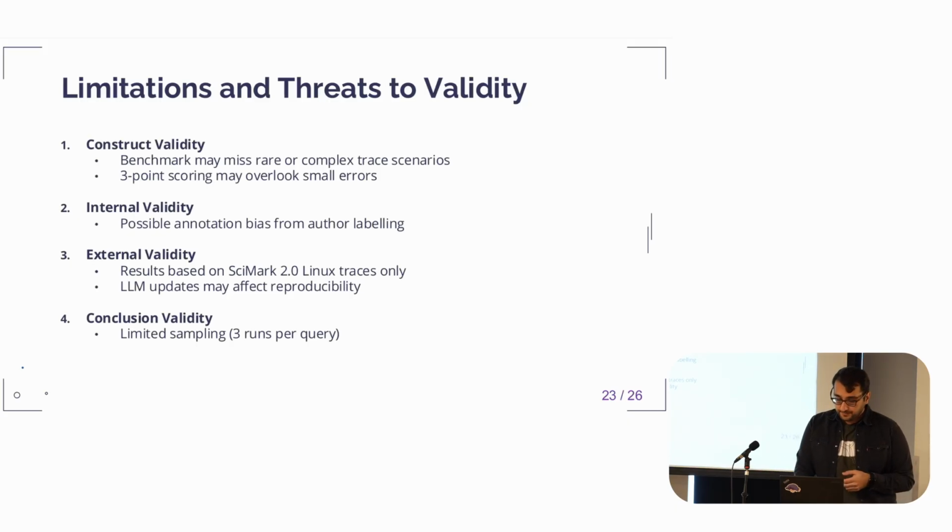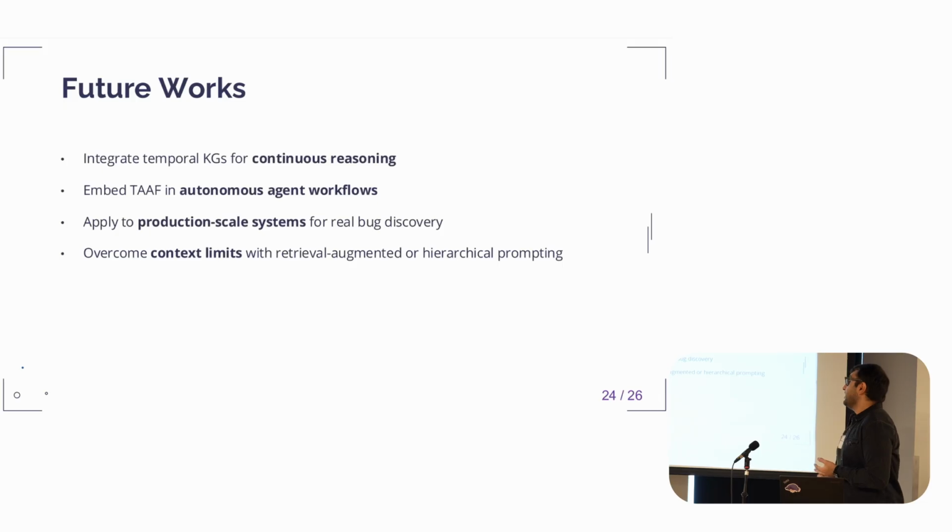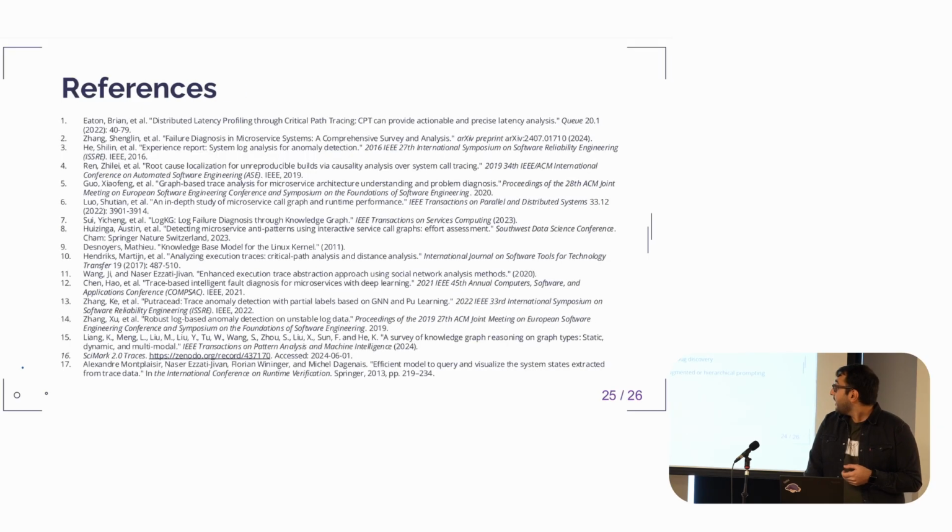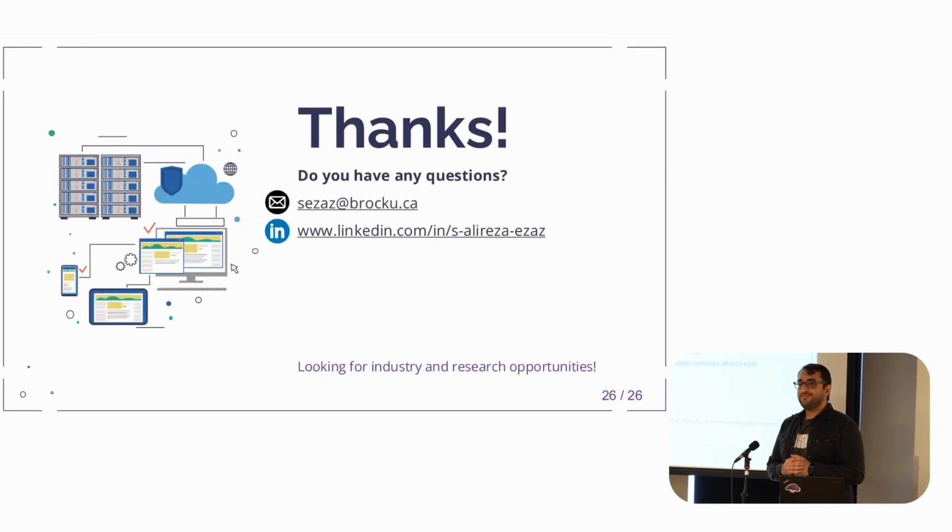And for future directions, there are different directions, but personally, I think the most important one is to apply this idea to production scale systems and see whether we can actually find a bug or find a starting point for debugging the system or not. But there are other future directions, like embedding it with AI agents, or comparing it with other approaches like creating temporal knowledge graphs and so on. And yeah, that's it. Any questions?